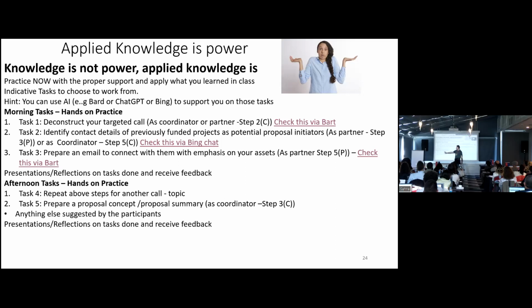After the lunch, you can repeat the tasks for another call, because you might not target just one call. You can target 2 calls as a potential partner also, or 3. So you repeat exactly those tasks for another call that you're interested in. And if you're a coordinator, you prepare a proposal concept summary. We can help you and give you some feedback while you're doing that in the afternoon, for the ones who wish to coordinate a proposal. And again, you reflect your views on that. So this is the traditional way.